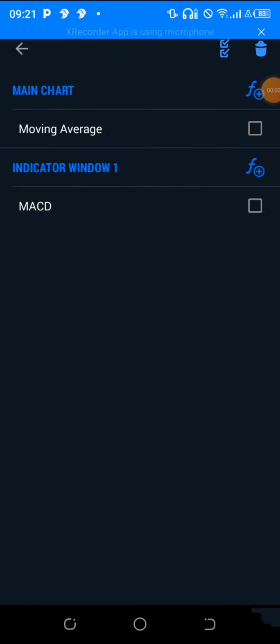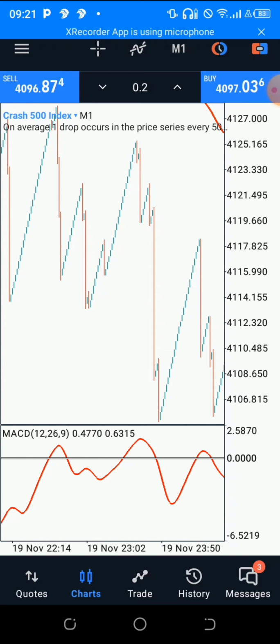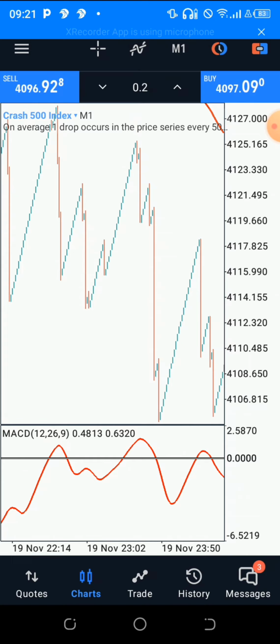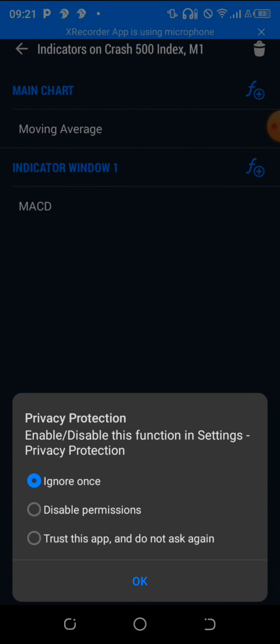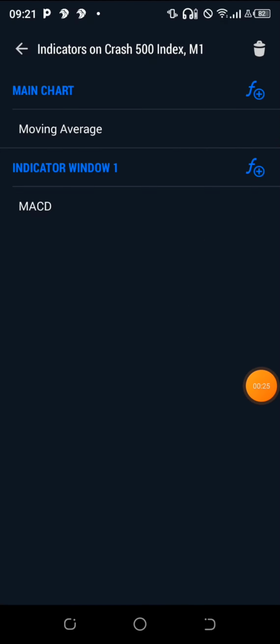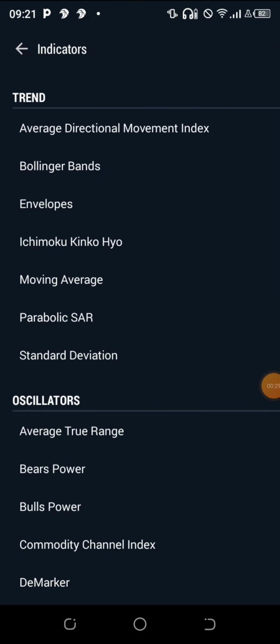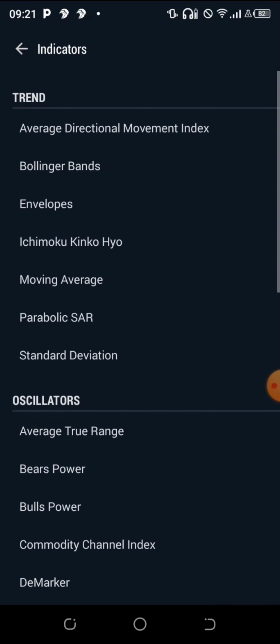For the settings, you're going to go to this icon that is there on the chart. This is the icon. You go to this icon, and then when you go there, it will take you to this page. You click here, you have the settings. So what I'm going to do is delete everything so that we can put the settings together. So you click on this icon, this small F icon.